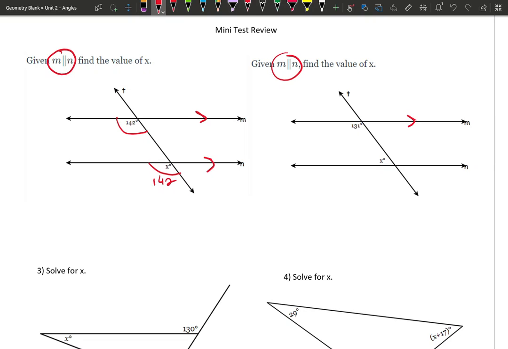Same thing for this problem. However, if this is 131, then that means this one down here is 131. So if that's 131, how much is the one right next to it? Because two angles on a straight line must add up to 180. So angle X is really just 180 minus 131, and that is 49 degrees.